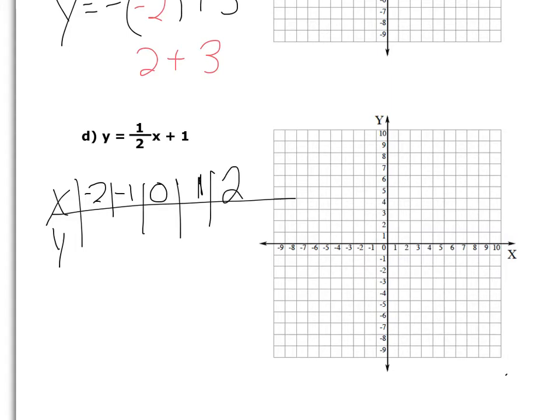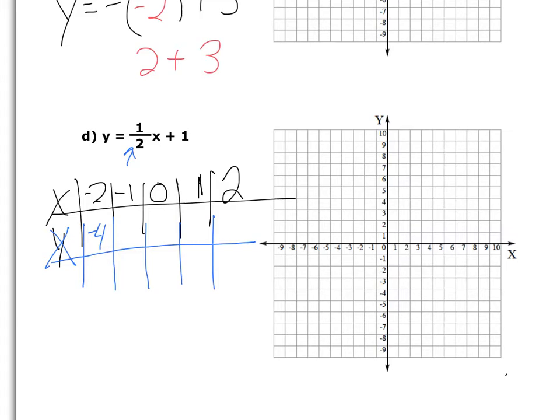Again, we're going to continue to write these values 0, 1, 2, and so on. And now instead of writing this y column, I'm going to make another x column and change my values of x so that this is easier to graph. When we have a fraction in front of x, we're going to multiply that number by whatever the denominator is. So my x value is -2, so I'm going to multiply -2 by the denominator, which is 2, and that will give me -4.